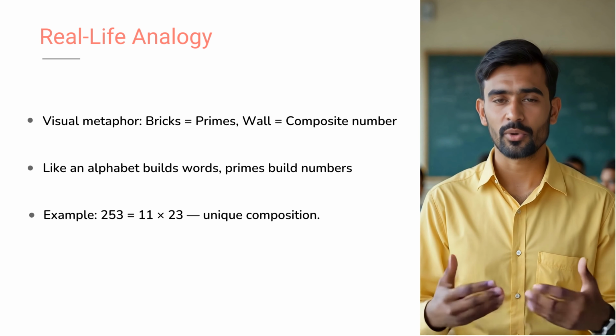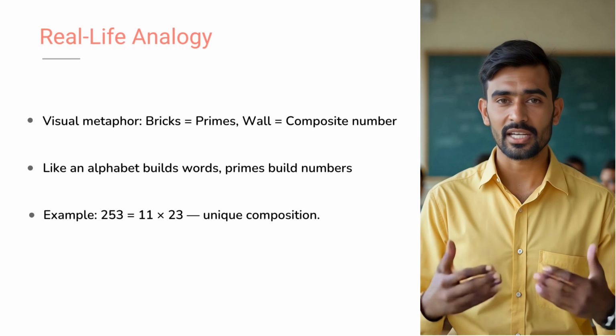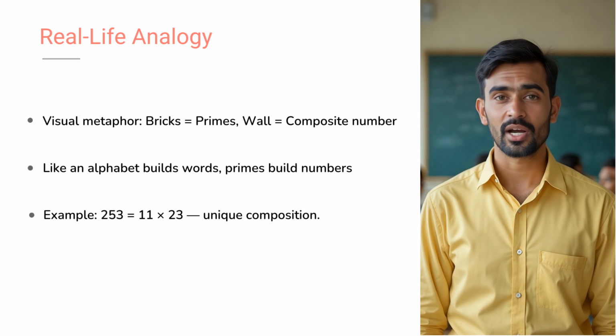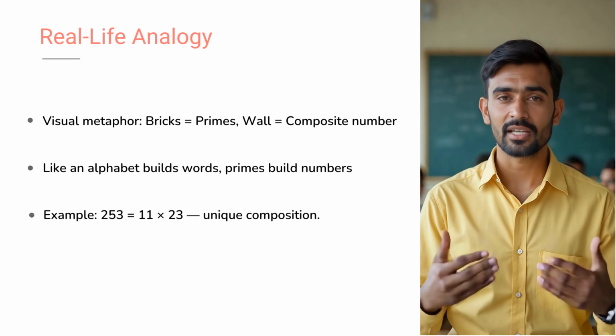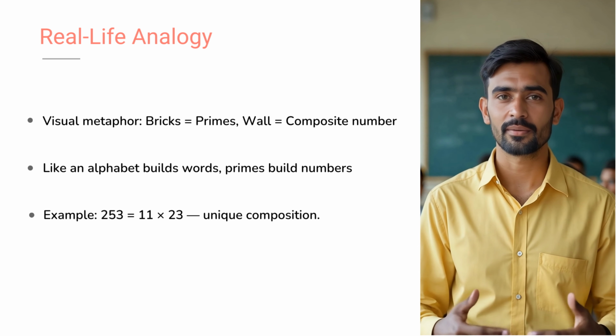Just like in language we have an alphabet to form every word, in math, we use prime numbers to form every composite number. For example, the number 253 is made using just two primes, 11 and 23. That's it, 253 equals 11 multiplied by 23, clean, simple, and unique.